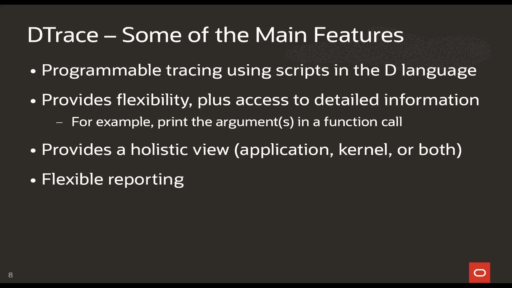For example, you can print the arguments in a function call. That could also be a kernel function or a libc function. In that way, you can really find out what's going on. For example, let's say you're interested in memory allocation. Well, you can trace the malloc call and you can see what argument is passed in, so you can see the sizes of the memory blocks being allocated. And as I just mentioned, one of the other nice things is that DTrace provides a holistic view. You can look at the application, you can look at the kernel, or both. And that's really where DTrace shines.